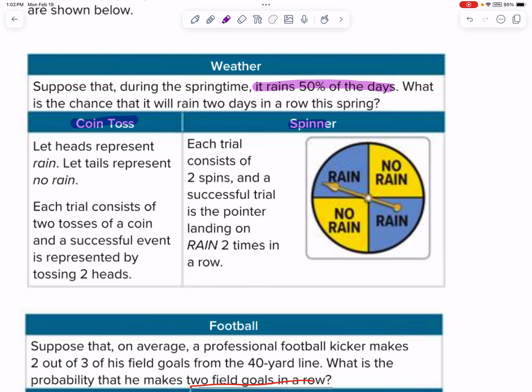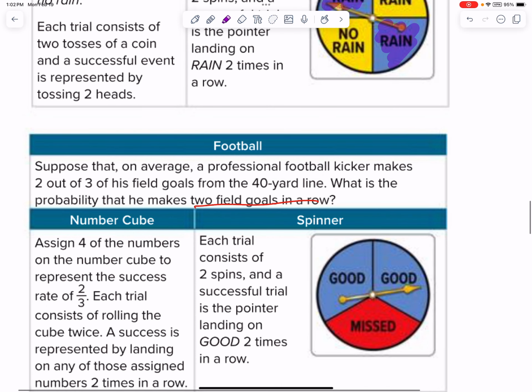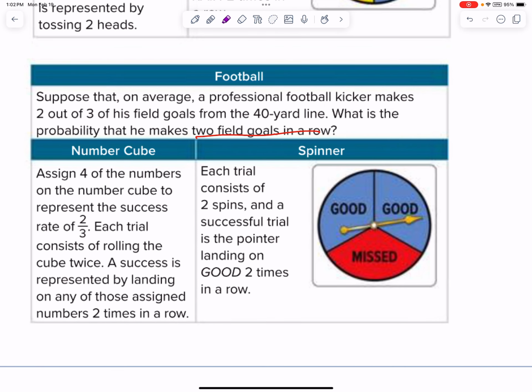We could also use a 4-section spinner or even a 2-section spinner, just making sure that rain is 50% and no rain is the other 50%. Okay, same with football. If a professional kicker makes 2 out of 3 of the field goals from the 40-yard line, what's the probability that he makes 2 field goals in a row? We could just spin the spinner twice and document our outcomes.